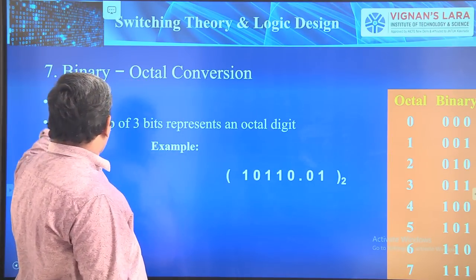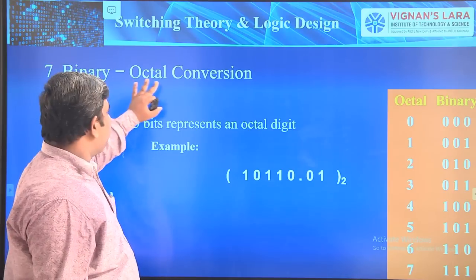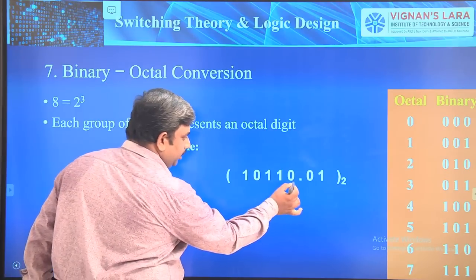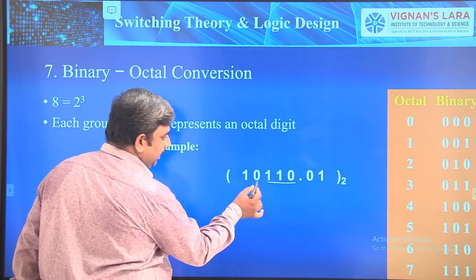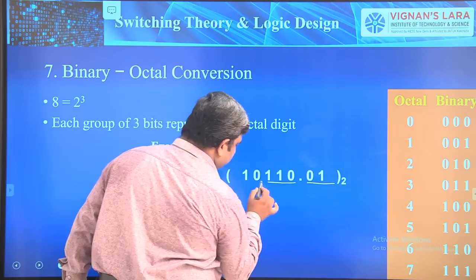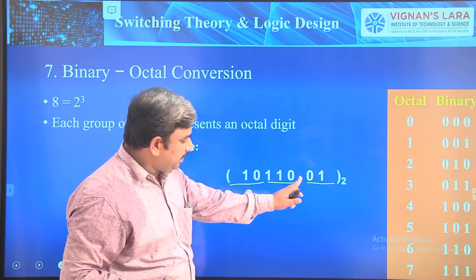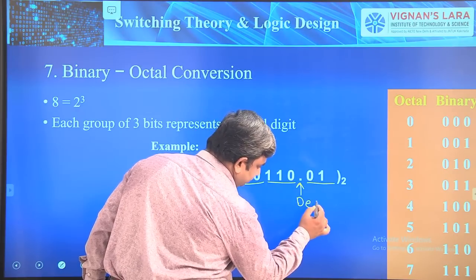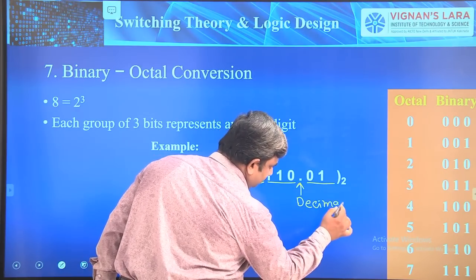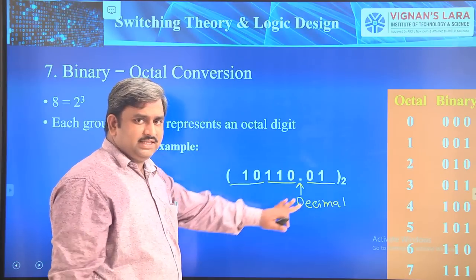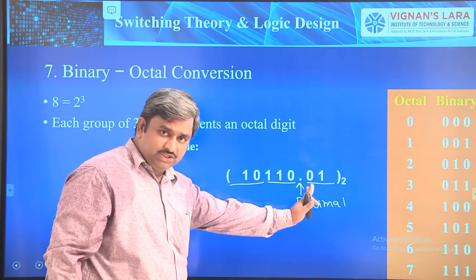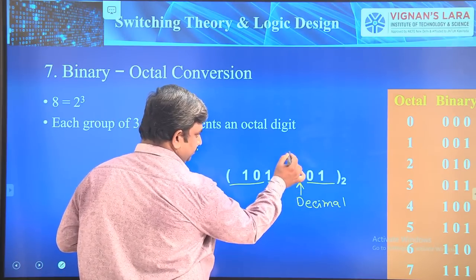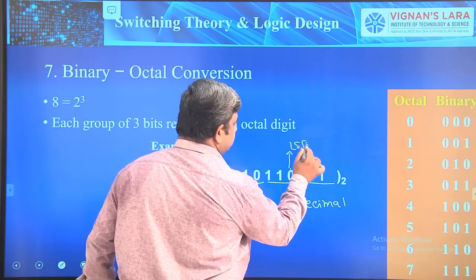Here we have to convert our binary number into the octal number system. It is a very simple calculation. Just group the given number into three digits. This is a very important point: the decimal point. From this decimal point, for the integer part, this is the LSB bit.